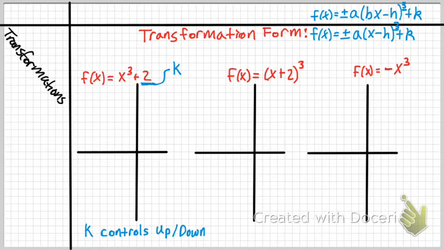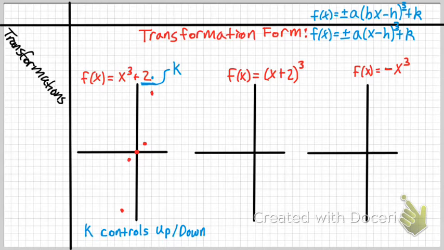So what we're going to do is take our parent function. I'm just going to map those points in red, our parent function points. And because our k is positive, we're just going to shift all of our points up 2. So our new function will have a point that is up 2 from all of this.